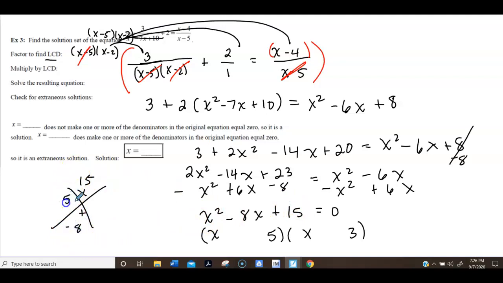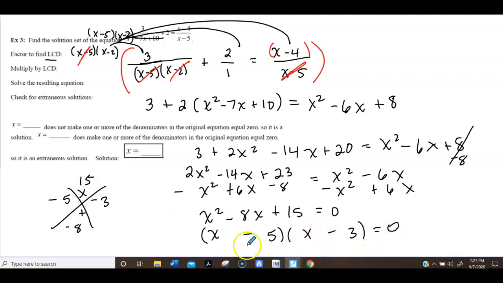So my two numbers are 5 and 3. And I need them both negative, because a negative times a negative is a positive 15, and a negative plus a negative is a negative 8. So this gives me both of these minuses, which equals 0.